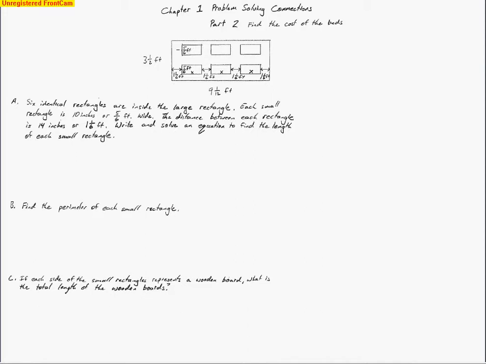We know that the width of the board here is 5/6 of a foot. We just don't know what the length is, and that's what they're asking here. So we have 6 identical rectangles inside the large rectangle, and each small rectangle is 10 inches, or 5/6 of a foot. That's what it says.